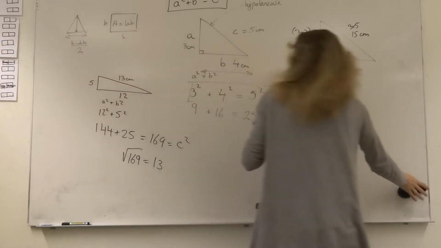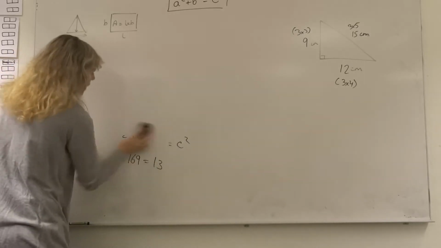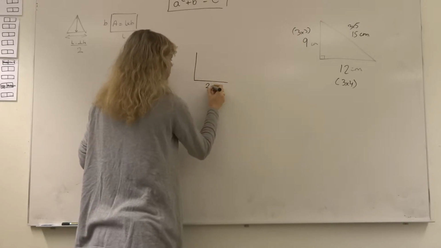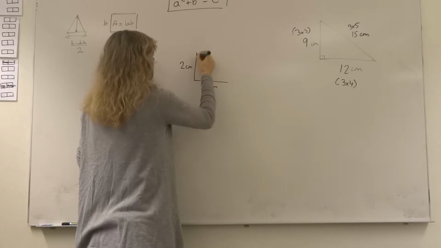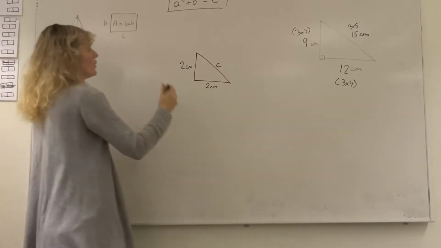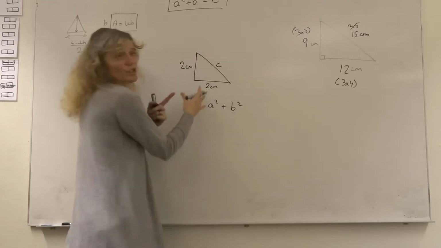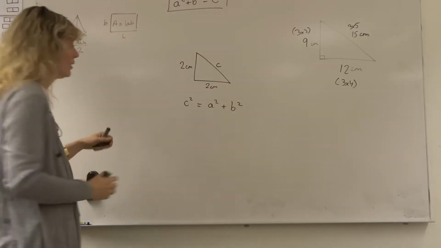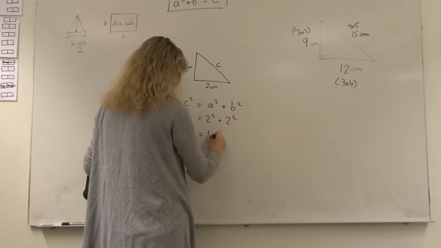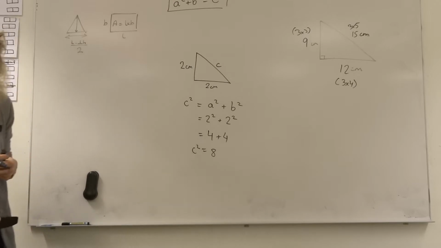Let's take an example where we don't have the nice simple 3, 4, 5 triangle. Let's take an example where we say that we have a triangle that is 2 centimeters long and 2 centimeters wide, and we would like to know what is C. Then we'd use our formula. C squared is A squared plus B squared, which in this case is 2 lots of A squared because they're identical. So we'd get 2 squared plus 2 squared, which would be 4 plus 4, which would be 8. So C, when it's squared, will be 8.